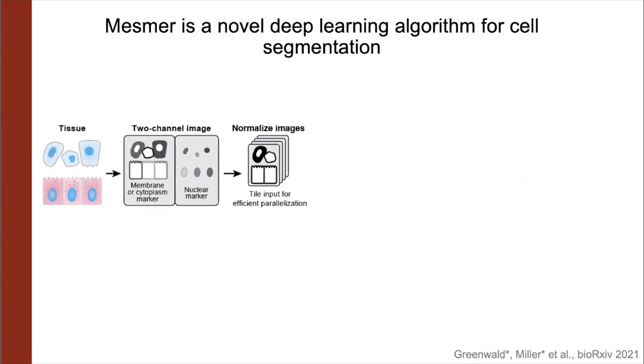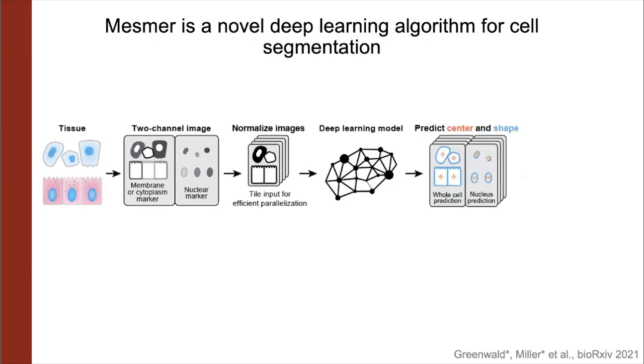We pass these two channels to a normalization function and then directly into the deep learning model. What the deep learning model does is predict both the center and the shape of each cell and each nucleus in the image. We then take these predictions and post-process them to create the final segmentation output, which is a mask representing the shape of each cell and each nucleus in the image.